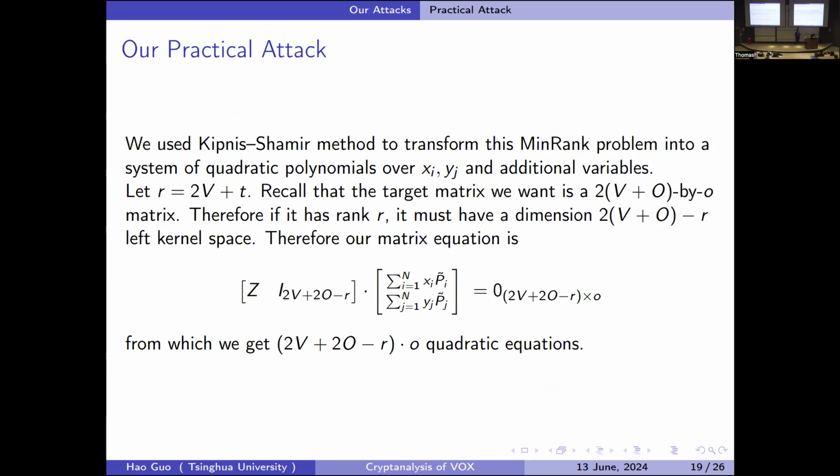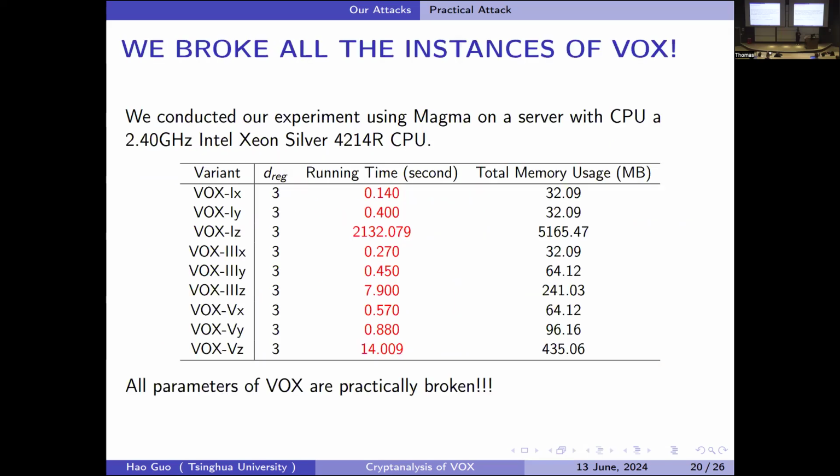And we use the Cryptanalysis method to transform this MinRank problem into a system of quadratic polynomials, or I should say bilinear polynomials over x, y, and additional variables in the kernel variables. Let R equal 2v plus t. We know that since the target matrix is a 2n by O matrix and it has rank R, it should have a left kernel space of dimension 2n minus R. And our matrix equation is presented as follows, from which we can get 2n minus R times O quadratic equations.